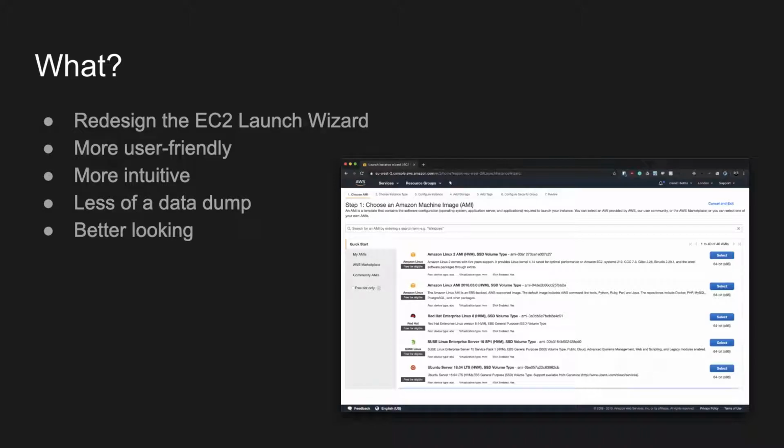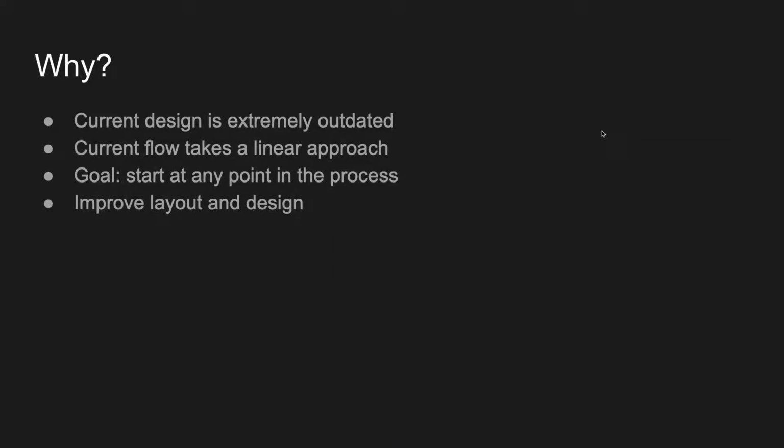So firstly, what exactly did we need to do? We were tasked with redesigning the Amazon EC2 Launch Wizard. In its current state, it's not very user-friendly or intuitive to use. It follows a very linear process, and we felt that we could make it a lot more user-friendly, a lot more intuitive, get rid of some unnecessary information on the screen to declutter the display a bit, and just improve the design a bit more by using more popular design libraries.